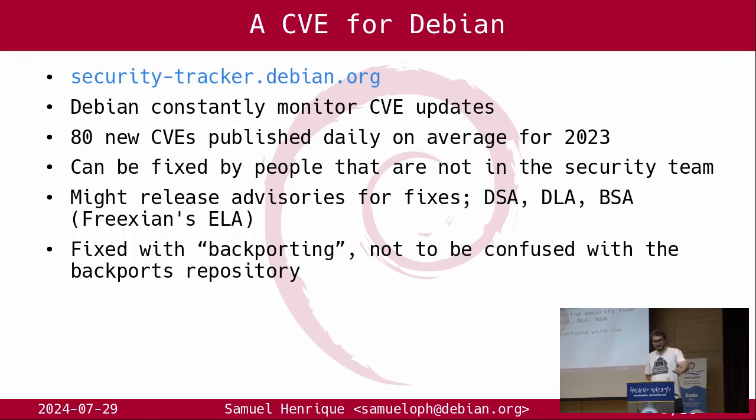We might release an advisory when we fix something. An advisory is nothing more than a sort of notification that we fixed something. We have more than one type of advisory for Debian. You have the Debian Security Advisory, which is the DSA. You have the DLA for the LTS, the BSA for backports, although it's not really used, and then we have Freexion's ELA. They're all pretty much the same. It's an FYI in which Debian is saying, hey, we just fixed these vulnerabilities for this package. You should update your systems.